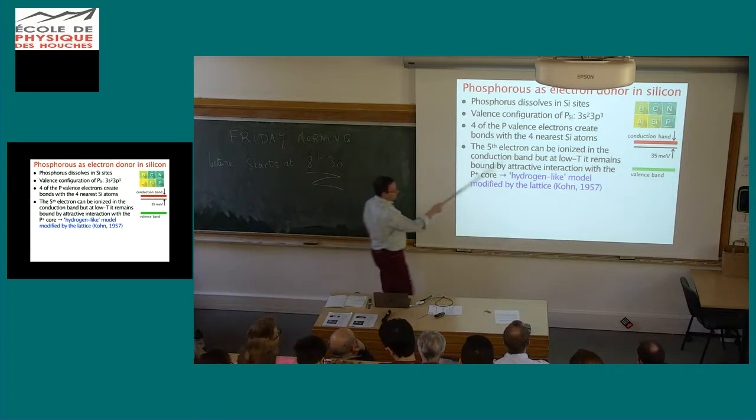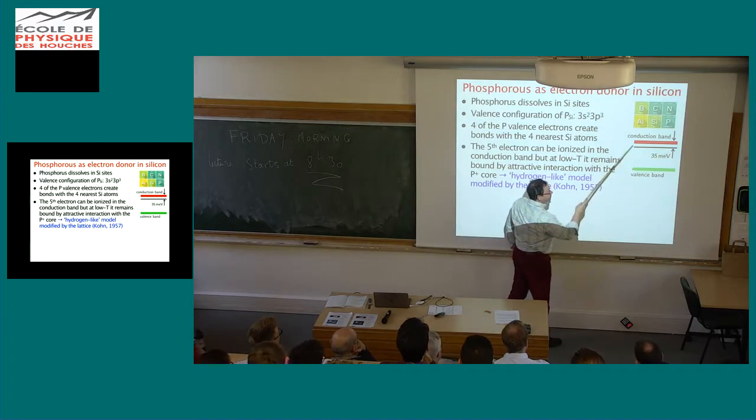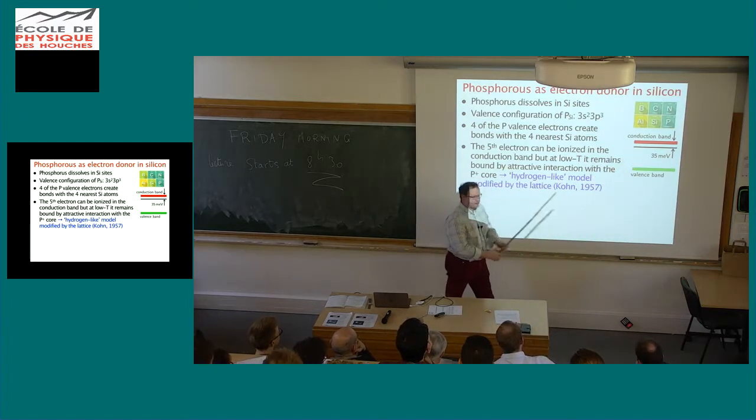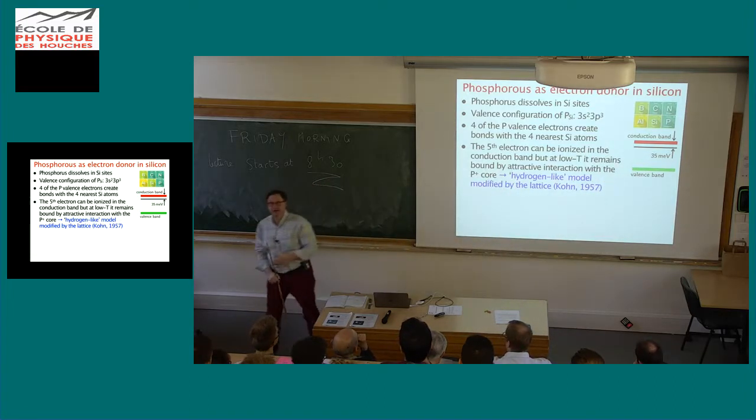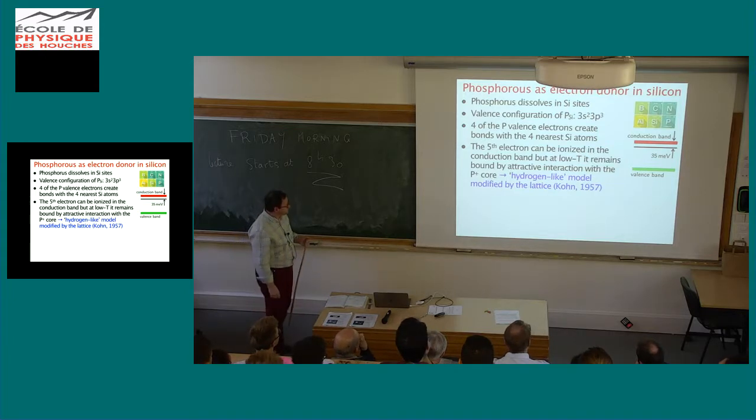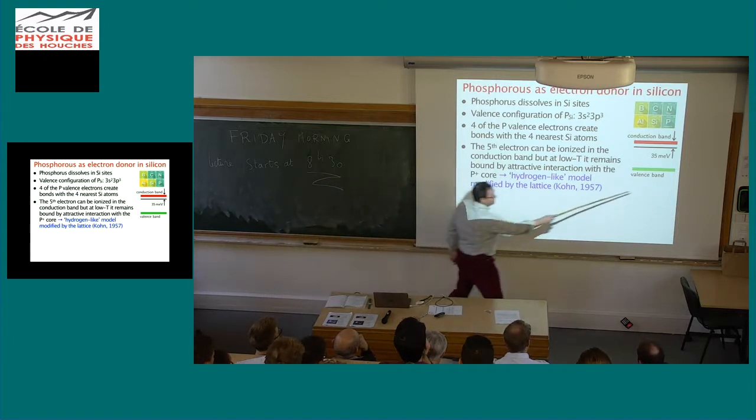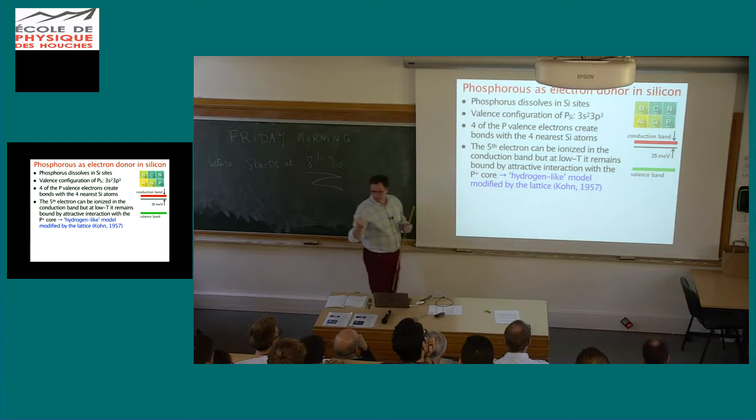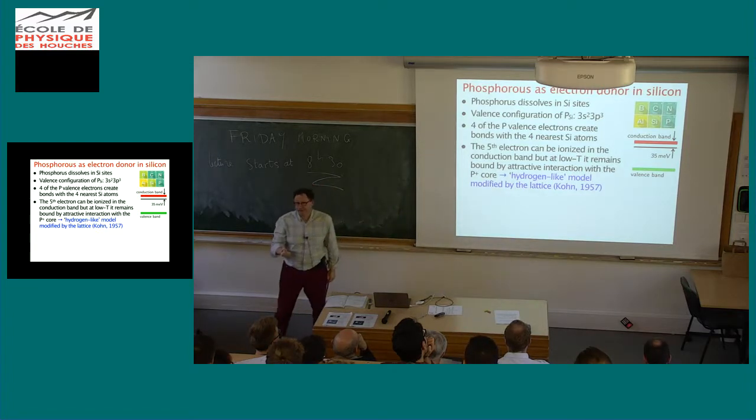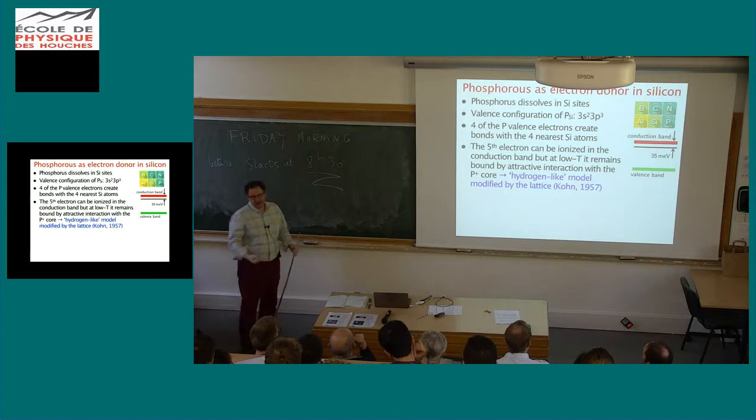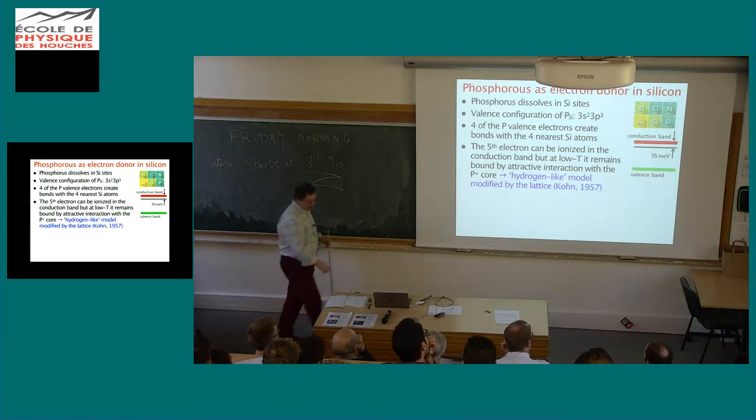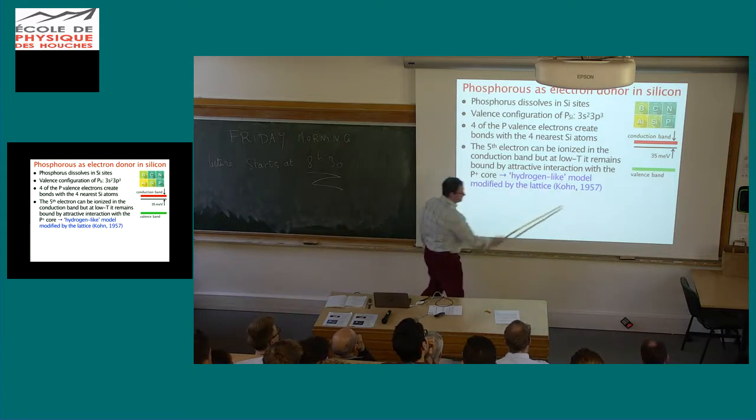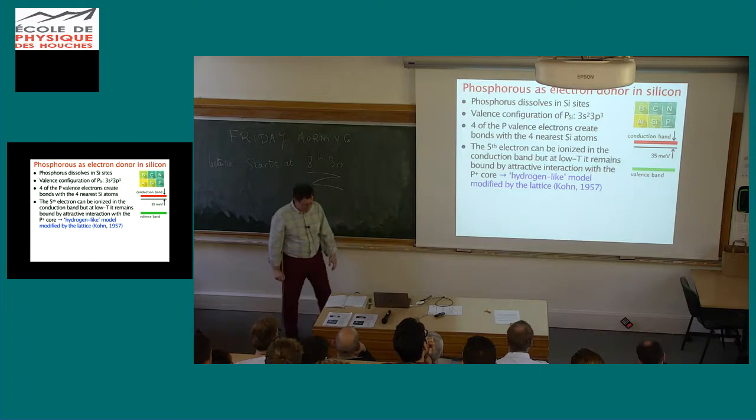The fifth electron left, due to the fact that phosphorus is a donor close to the conduction band at an energy difference of something like 35 millielectron volts, can very easily go into the conduction band. So it can be ionized. But at low temperature, the electron can also remain bound to the phosphorus nucleus. And so you have a simple structure, a hydrogen-like atom, which, of course, is modified by the lattice. A model of that was developed already in the 50s by Kohn.